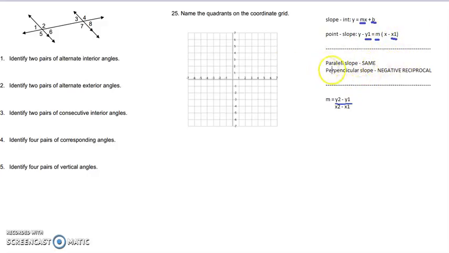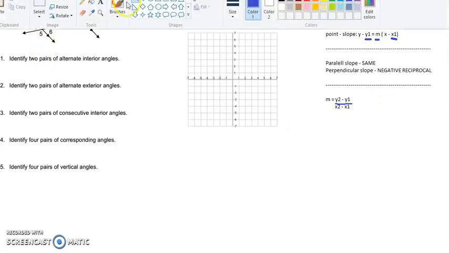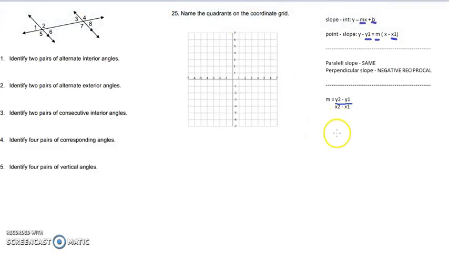Parallel slope stays the same. When you do perpendicular, it's the negative reciprocal. So you flip the sign and you flip the fraction. So for instance, something like negative 1/2. The negative reciprocal of this, you change the sign from negative to positive, and then you flip it, it becomes 2/1. Which would just be 2. So that's negative reciprocal.